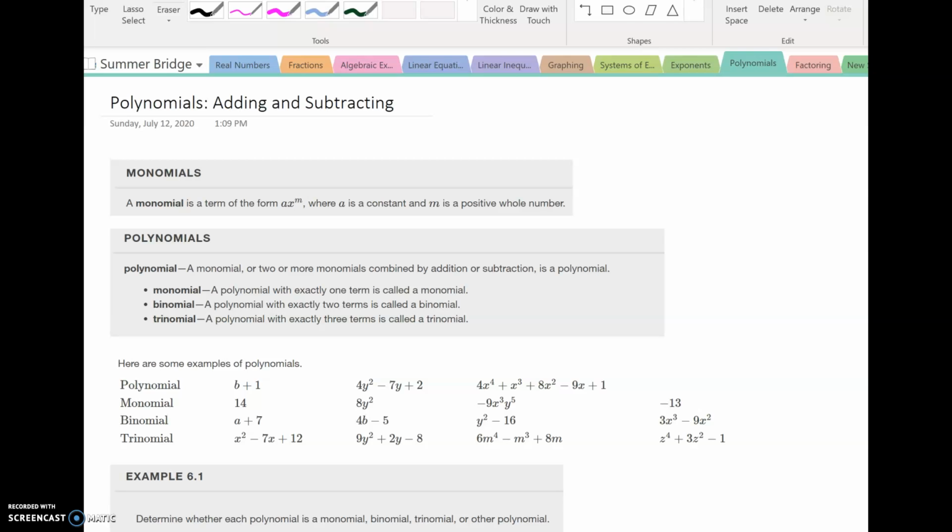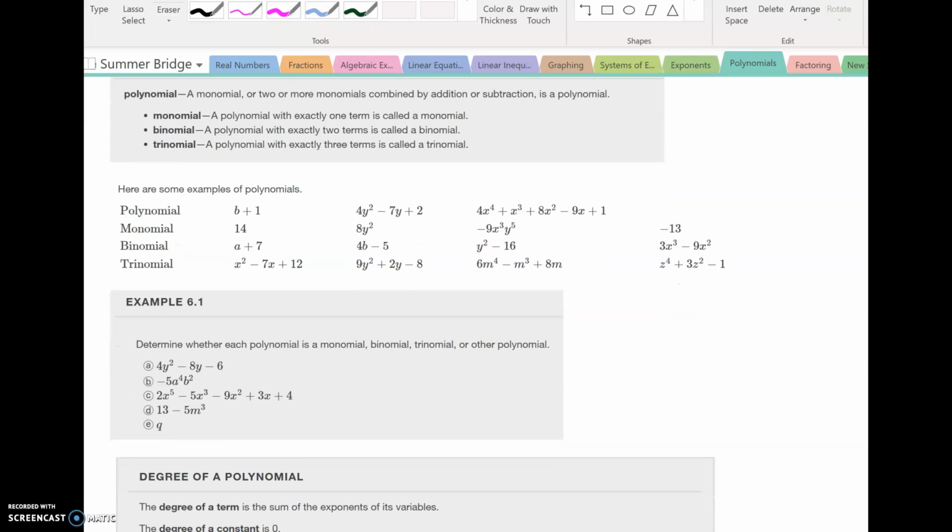So I have a little chart here that tells us some examples of polynomials. For my first one here, I have b plus 1, it's a binomial really because I have 2 terms. Here it's 4y squared minus 7y plus 2. This is really a trinomial, but it falls under the umbrella of polynomials. And then this is just a polynomial that has 5 terms, and really we just call that a polynomial, even though it could be a pentanomial, which is 5 terms.